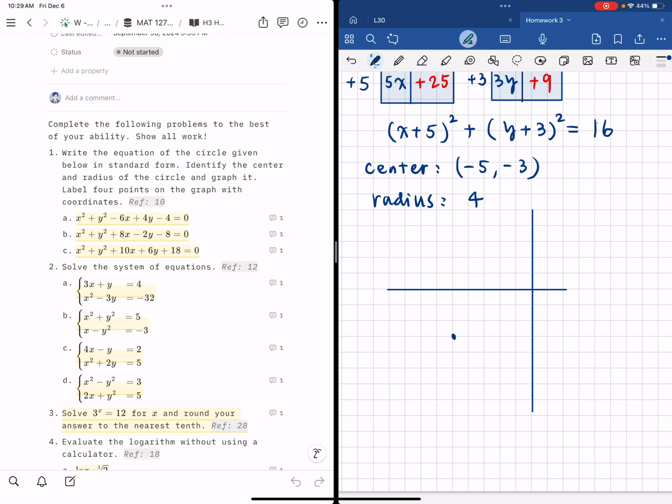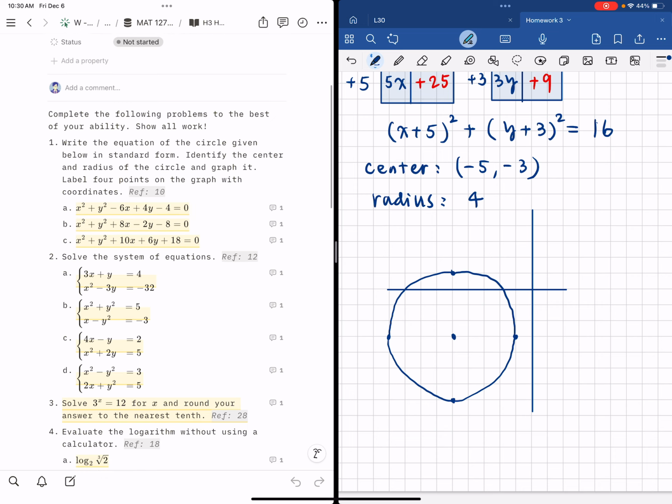All right. So negative 5, negative 3 is the center, and then radius is 4. So I'm going to go up 4 times. 1, 2, 3, 4. Go to the left. 1, 2, 3, 4. Go down. 1, 2, 3, 4. Go to the right. 1, 2, 3, 4. And connect them with a smooth curve. There you go.